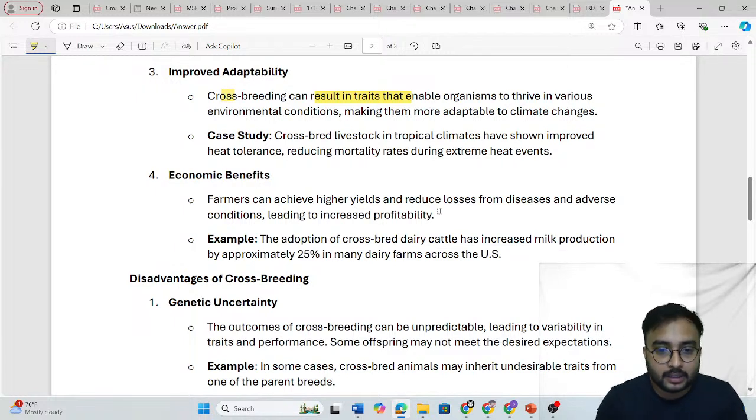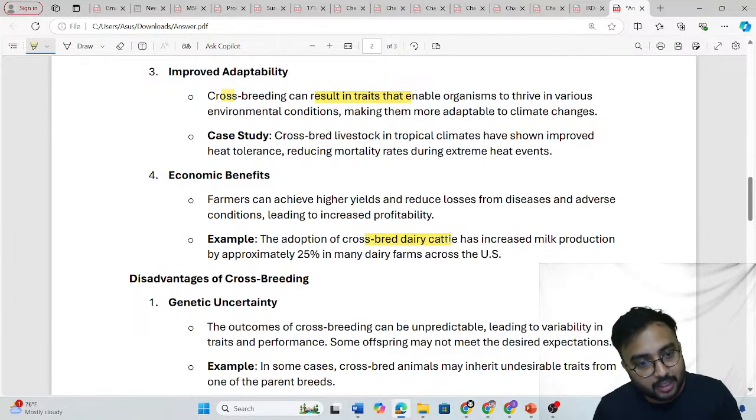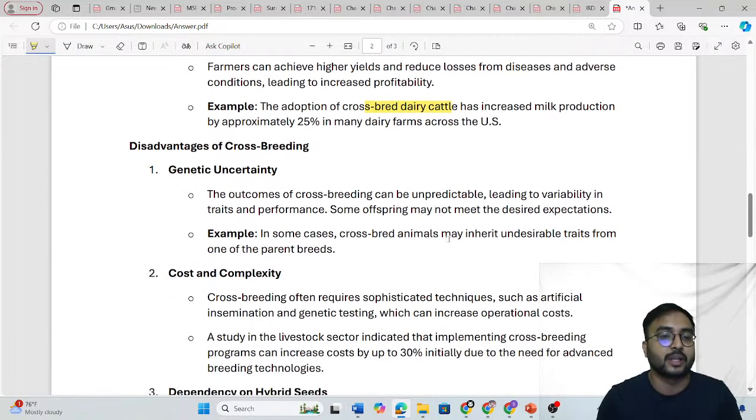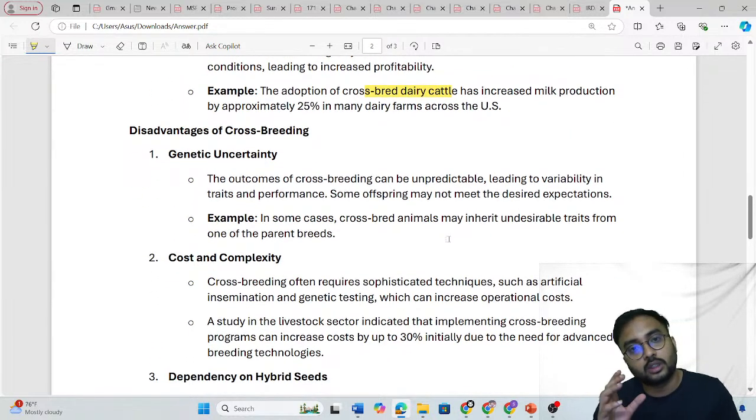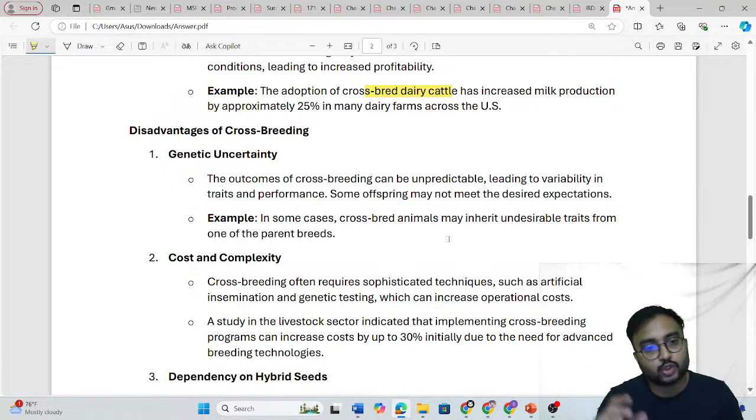Examples here would be Jersey hybrids or Jersey crossbreed cows, whatever are there, they always increase the milk production by approximately 25% in the dairy business in the United States of America. Now we talked about positives, let us talk about disadvantages of crossbreeding. First thing is genetic uncertainty.